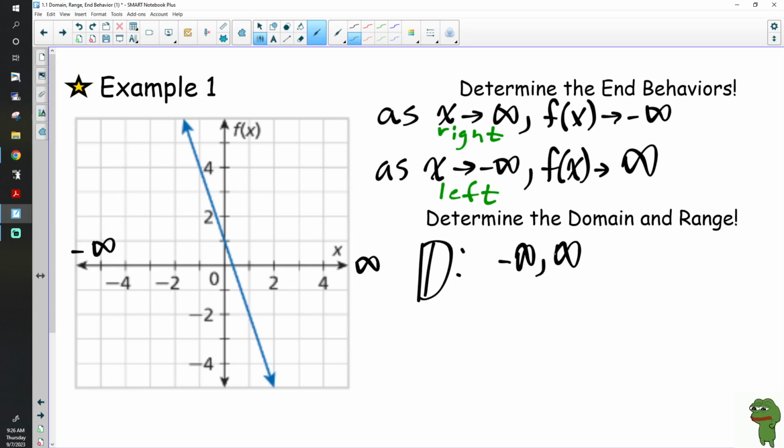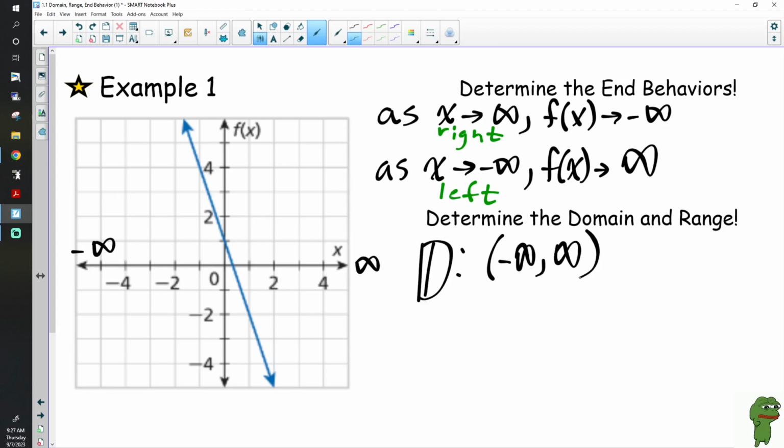Do infinities get parentheses or brackets? Do you remember from yesterday? Parentheses always. So parentheses both sides. That's the domain. And this just looks like nothing to someone who doesn't know math. But to us, this means our function goes to the left forever, and it goes to the right forever. Everywhere in between, from all the way to negative infinity, all the way to positive infinity, every number.